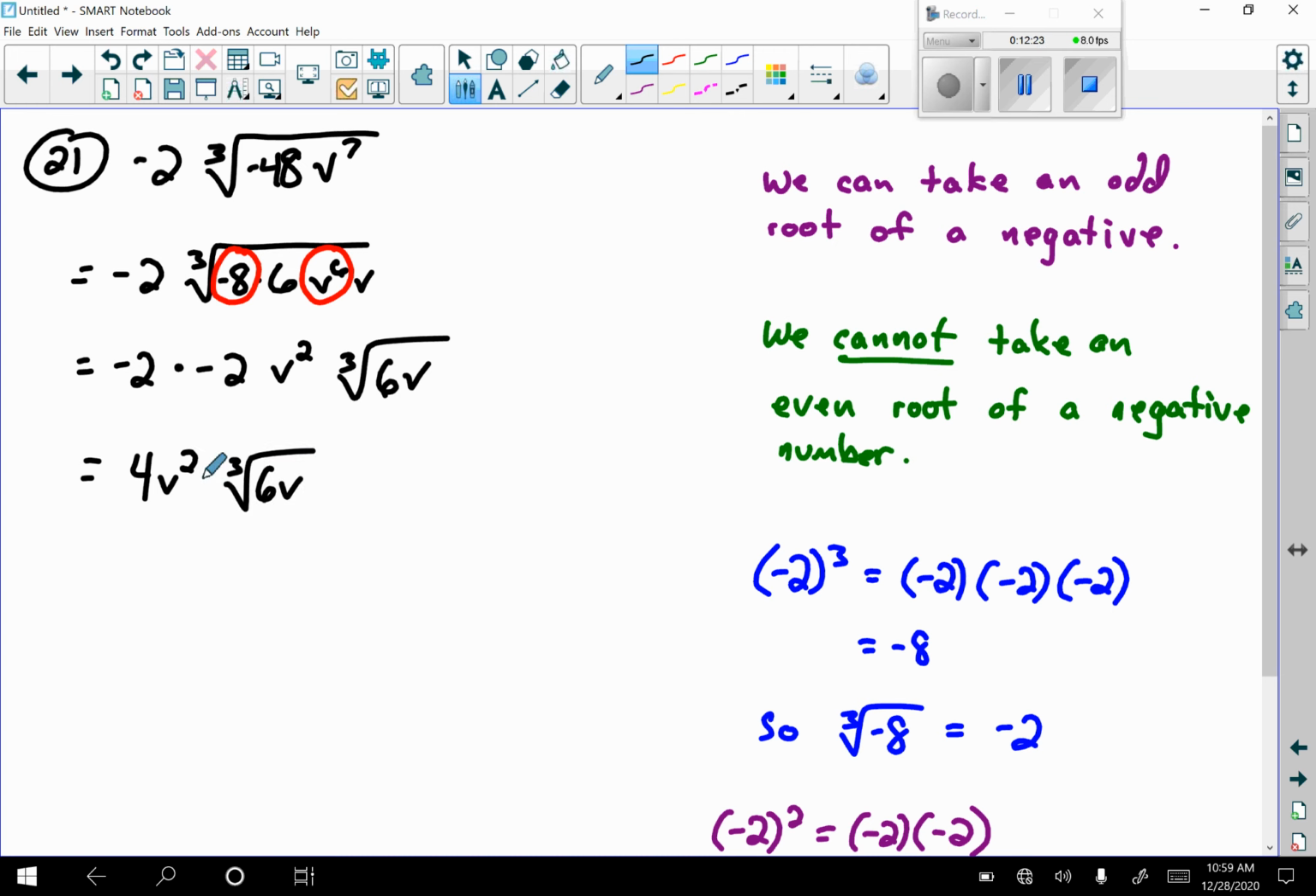Now I like to leave a little space here just in case the v didn't have an exponent. I don't want this index to look like it's the exponent of the v. Always try to write it very close to the radical itself.